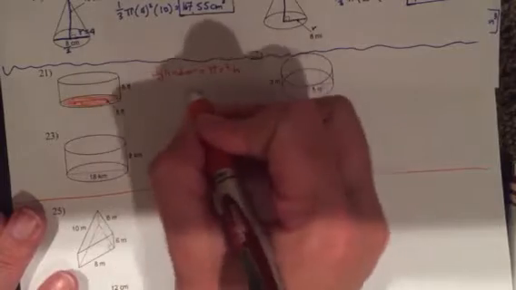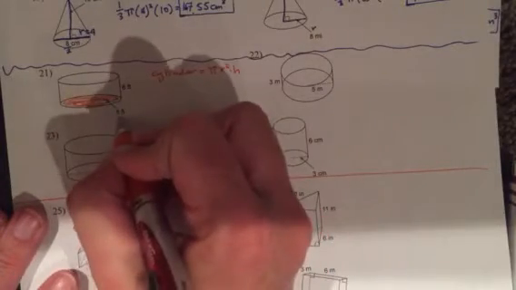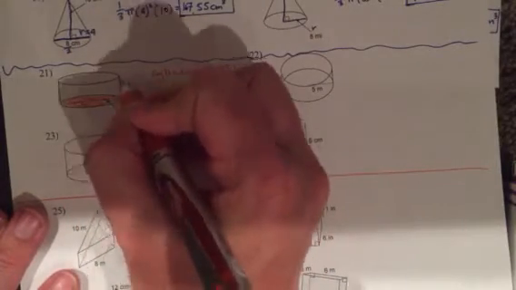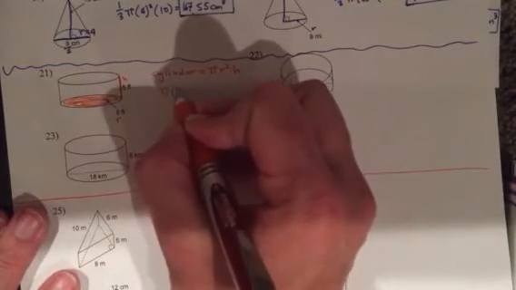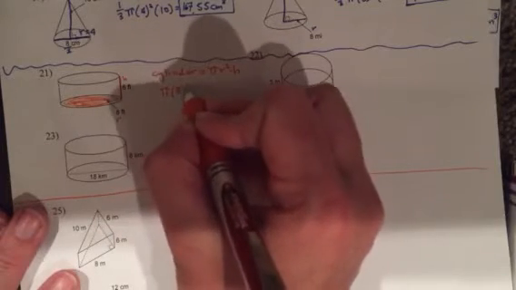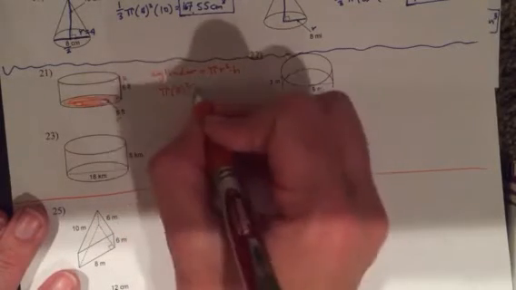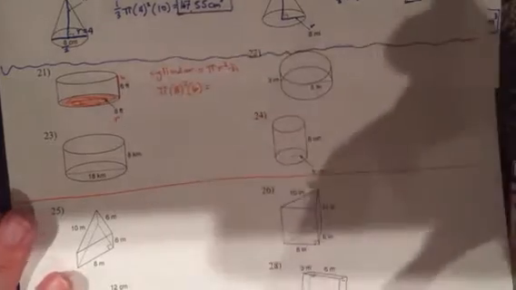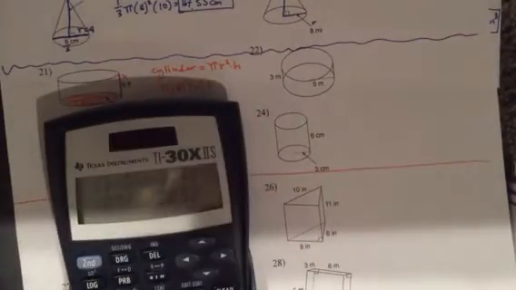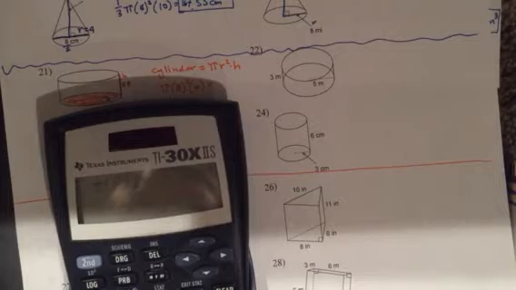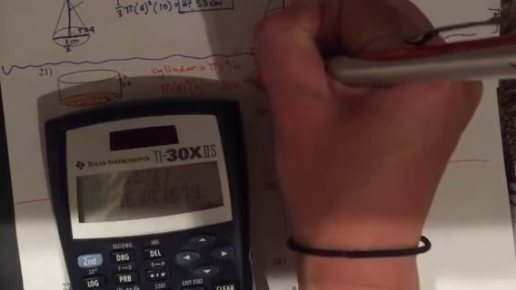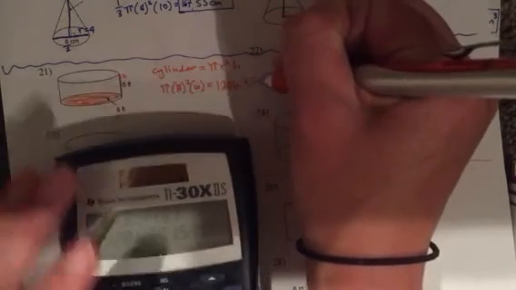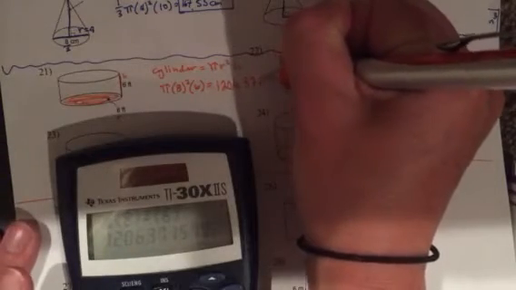So I have pi, this is my r, 6 is my height. Pi times r squared times the height equals pi times 8 squared times 6, which is 1,206.37 feet cubed.